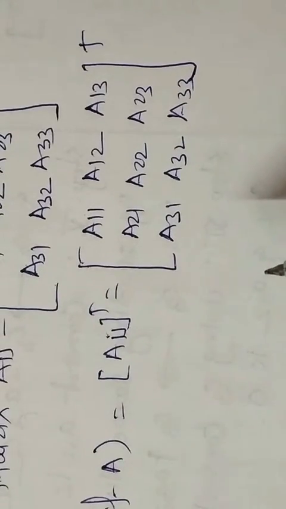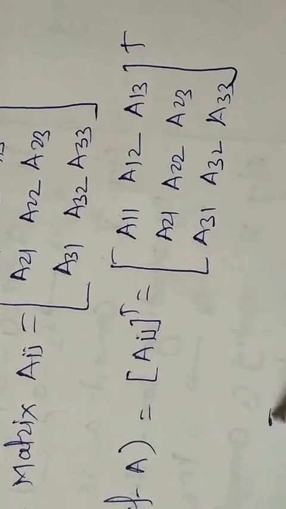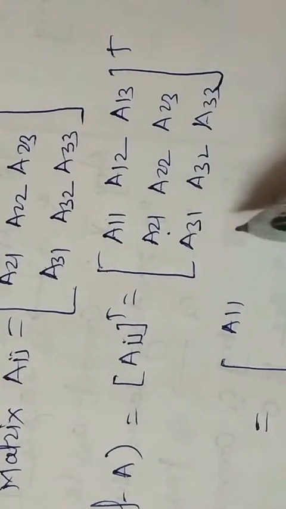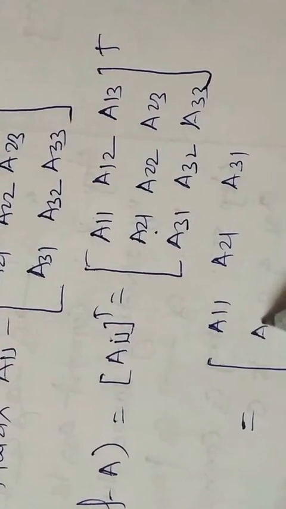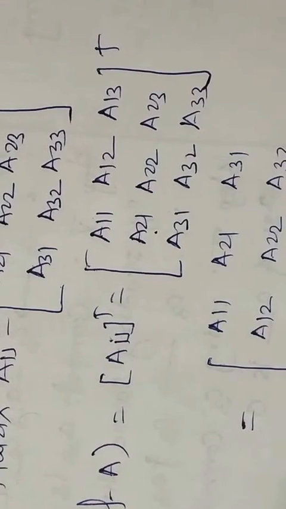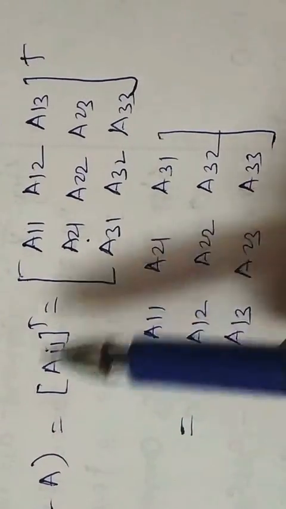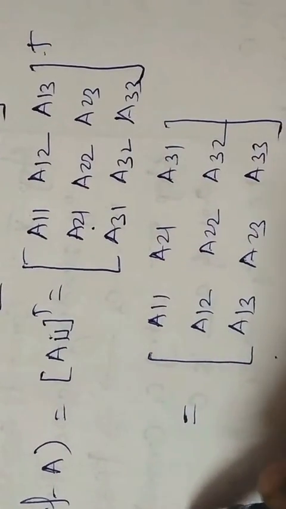Now what does transpose mean? Just interchange rows to columns and columns to rows. So it becomes A11, then A21, A31. Next A12, A22, A32, and next A13, A23, A33. It is now converting rows to columns. So this is the transpose, and this is the adjoint of A.